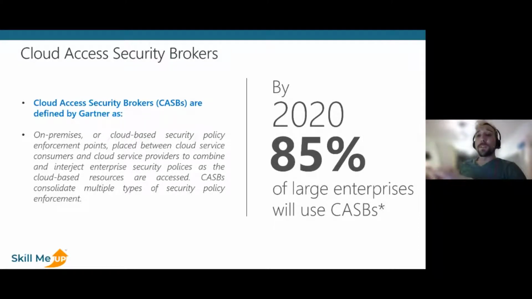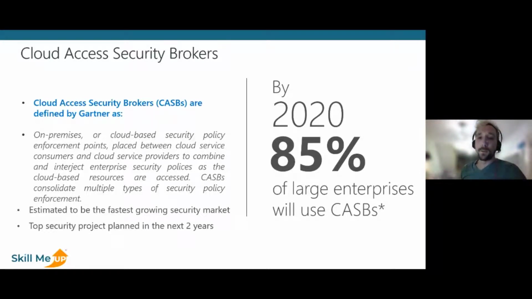So we're looking at cloud access security brokers. Let me read the definition first. On-premises or cloud-based security policy enforcement points placed between cloud service consumers and cloud service providers to combine and interject enterprise security policies as the cloud-based resources are accessed. CASBs consolidate multiple types of security policy enforcement. So by 2020, a lot of enterprises will be using CASBs, and we'll be talking about the Microsoft solution here, Microsoft Cloud App Security. It will be integrated.